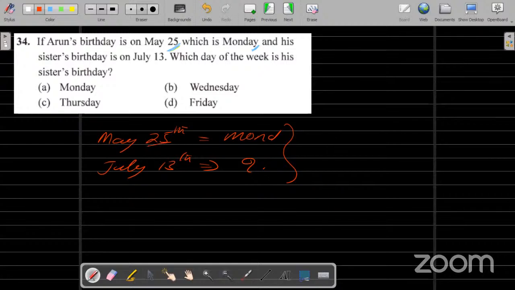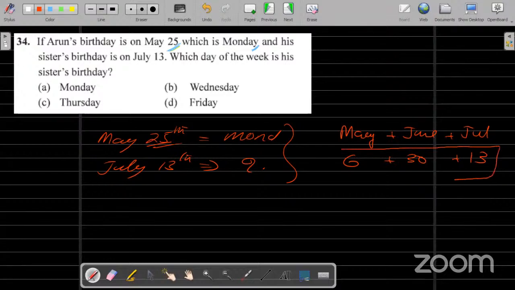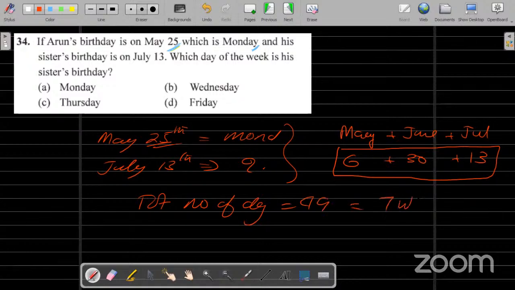After May 25, how many days are left in May? 31 minus 25, 6 days. In June, 30 days are there in total, and July till 13, so 13 days are there in July. So the total number of days is 6 plus 30, 36 plus 13, 49 days. Total number of days equals 49. 49 days means 7 weeks plus 0 odd days.